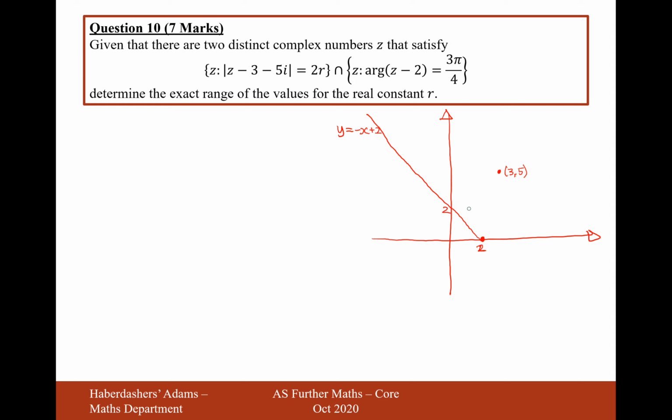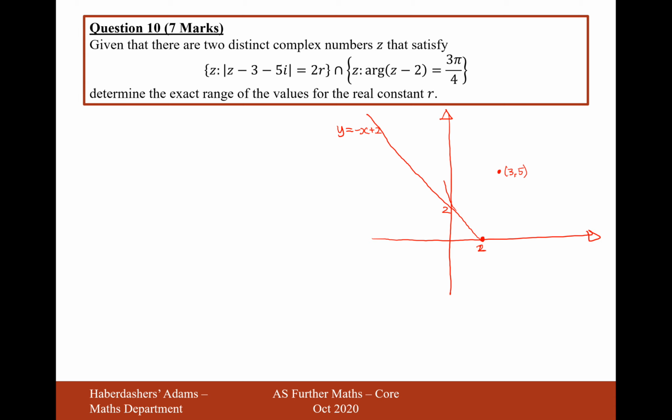So we want to know, if it has exactly 2 intersections, what are the values of r. If I go too big in my radius, then it's going to miss out on the second intersection point coming down to the right. But if I'm too small, then it's going to miss all of them as well.